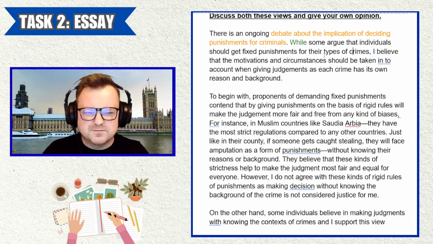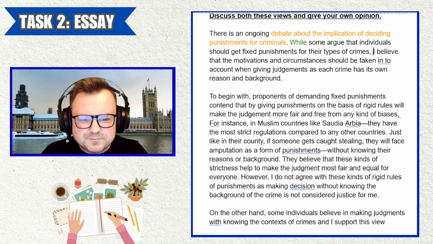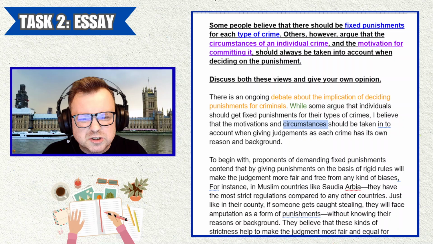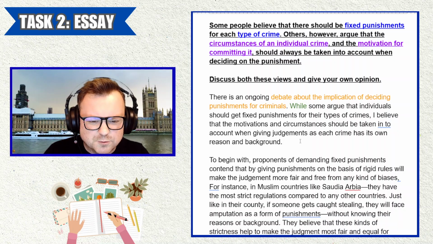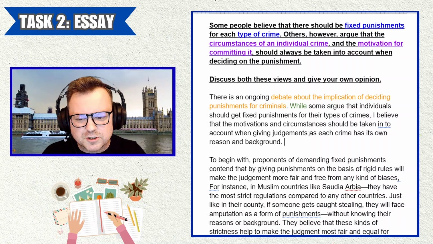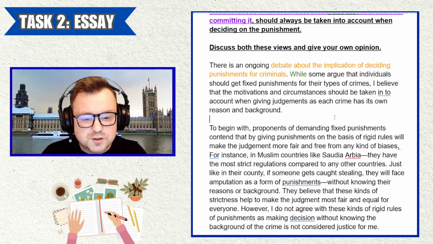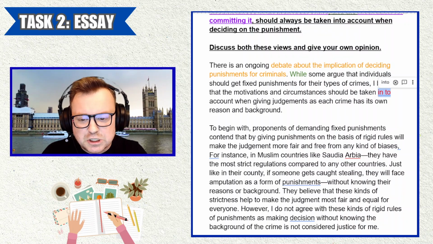It sounds strange: fixed punishments should be given for certain types of crimes. But okay, I believe that the motivations and circumstances, we could try to just paraphrase this. Motivation, circumstances, the reasons why people commit these crimes should be taken into consideration. So, you could paraphrase these words. Okay, "into consideration" is one word, so that's a mistake. Should be taken into account. I like this. Should be taken into account.